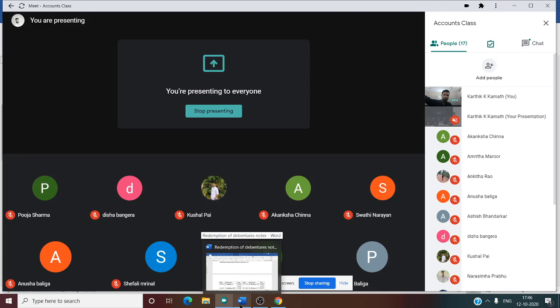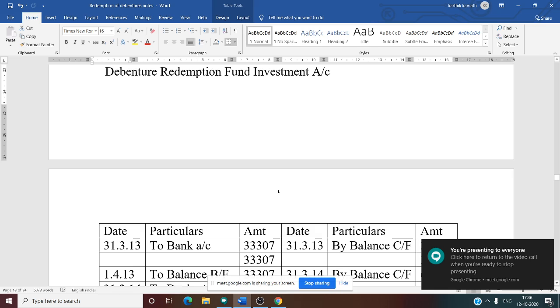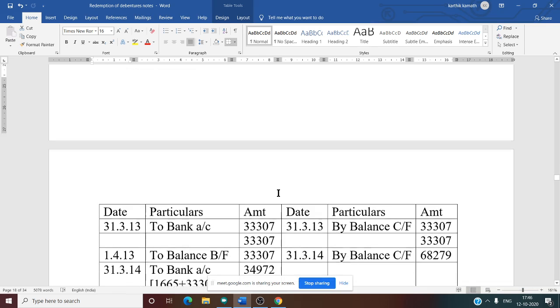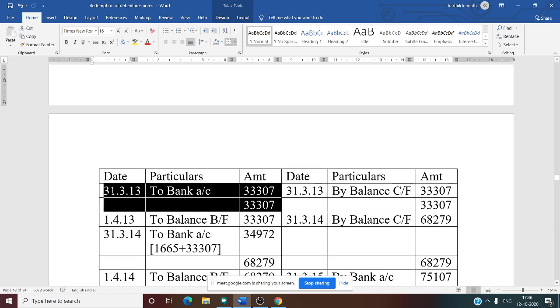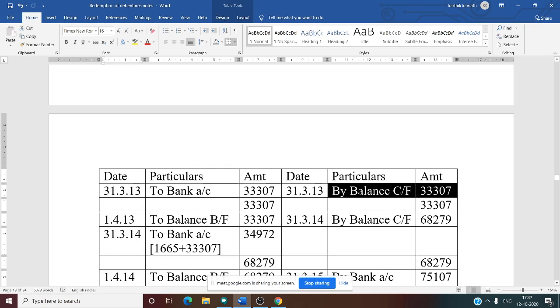Yes. So now DRFI account, debenture redemption fund investment account, we need to do investment as debit balance. So start from the debit side. Start from the debit side, to bank account. Why to bank account? DRFI account, debit to bank account. That is the entry whenever there is an investment, accounting treatment. So first year only profit and loss account amount, 33,307, no interest. Close that year, by balance carry forward 33,307.